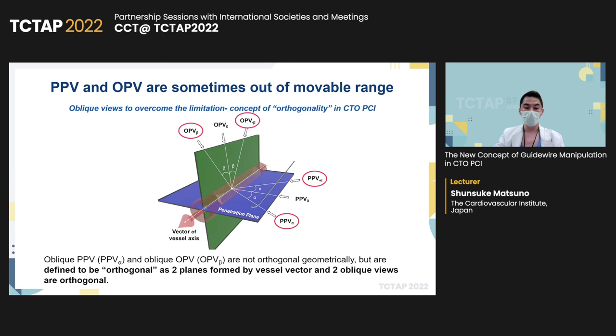In the clinical setting, the calculated PPV and OPV, so-called PPV0 and OPV0, are sometimes out of the movable range of the C-arm. To overcome this limitation, oblique views are needed.